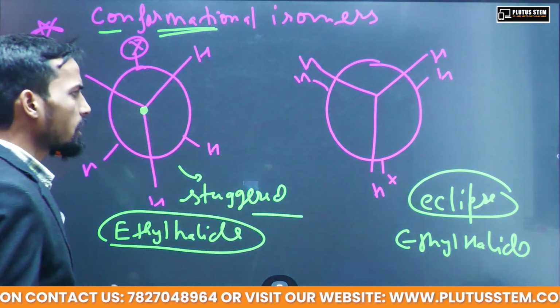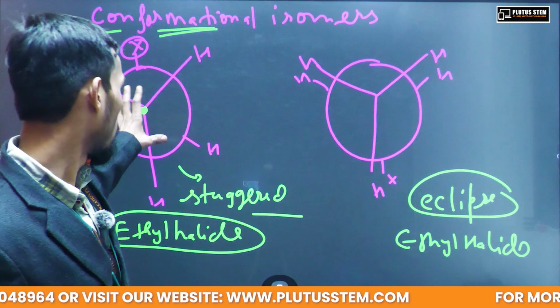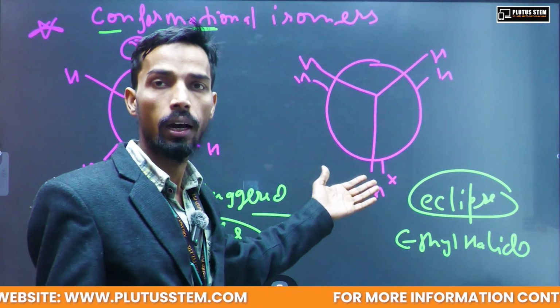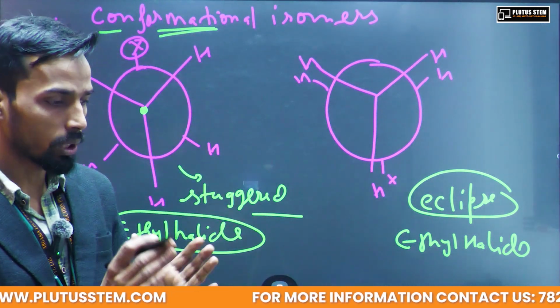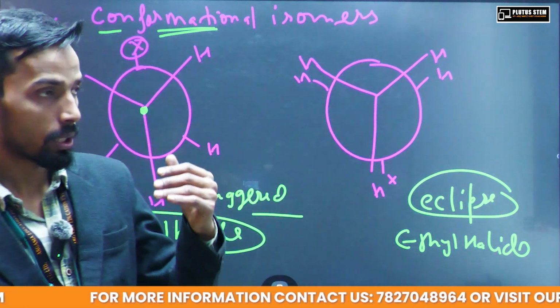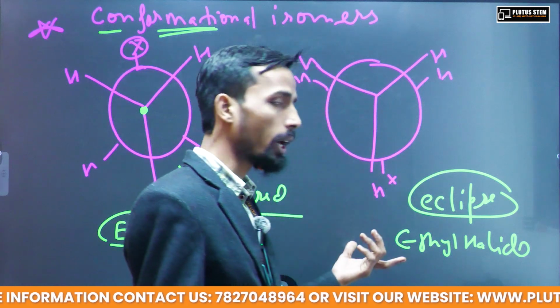Clear? So this is the thing, and why this one is stable, that one is stable. Generally, by simple visualizing, we can say this is quite stable and this is less stable, the staggering, due to the hindrance. But there are some other factors we will see, like hydrogen bonding, this and that. That will also play a role.